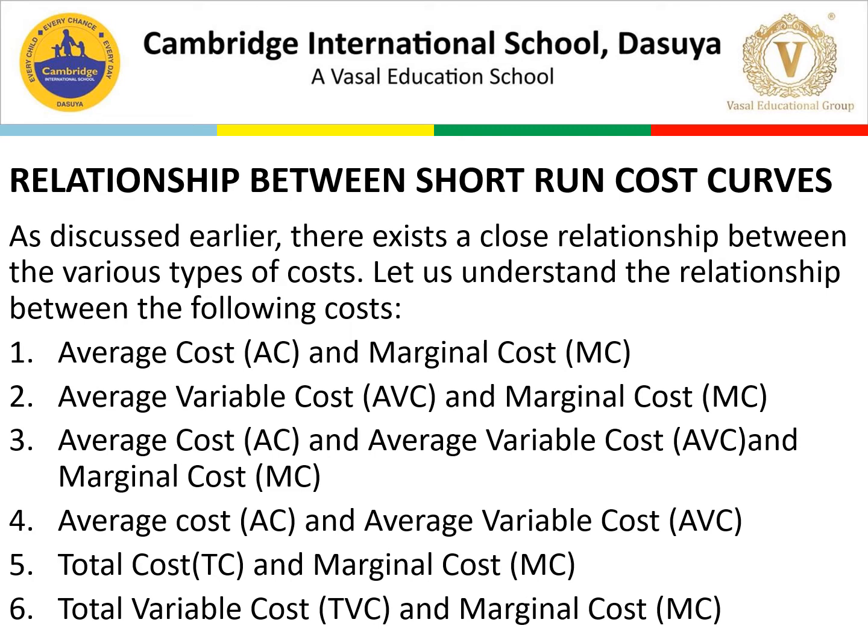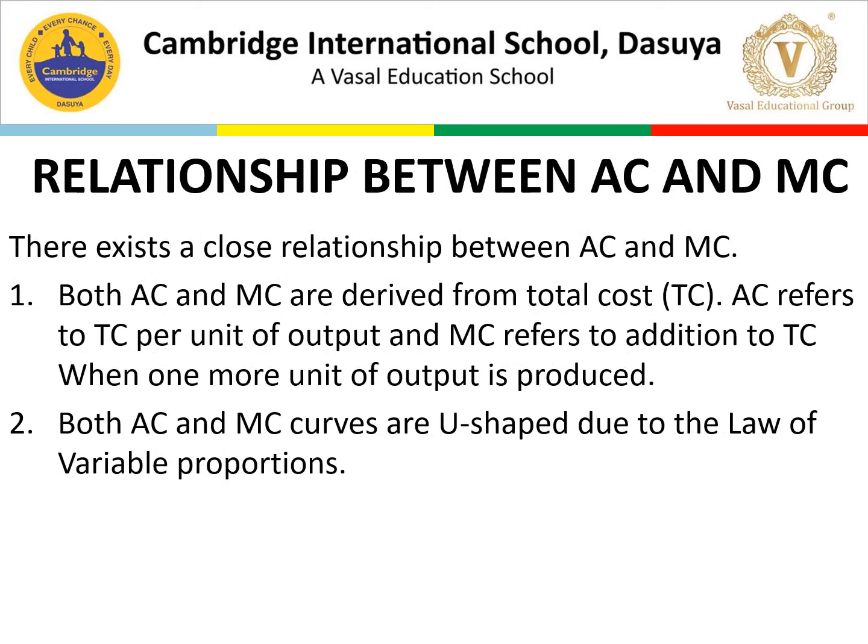Fine. So let's move to the first relationship, that is AC. Relationship between AC and MC. Yes, relationship between AC and MC. So they both have very close relationship. So both AC and MC are derived from total cost. So दोनों की values कहाँ से आती हैं? Total cost में से. ठीक है, numericals जब करेंगे तो ज़्यादा clear हो जाएगा हमें.